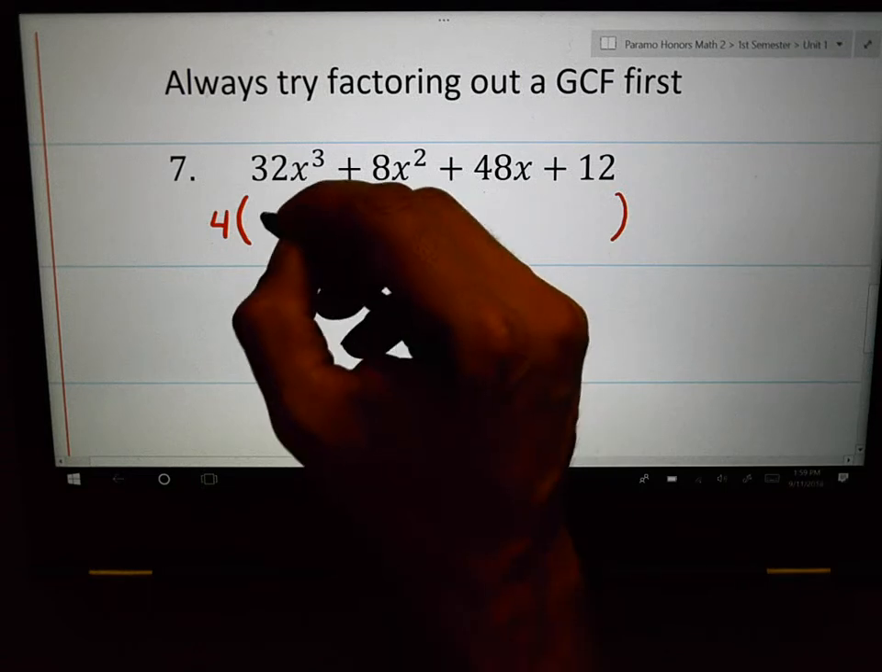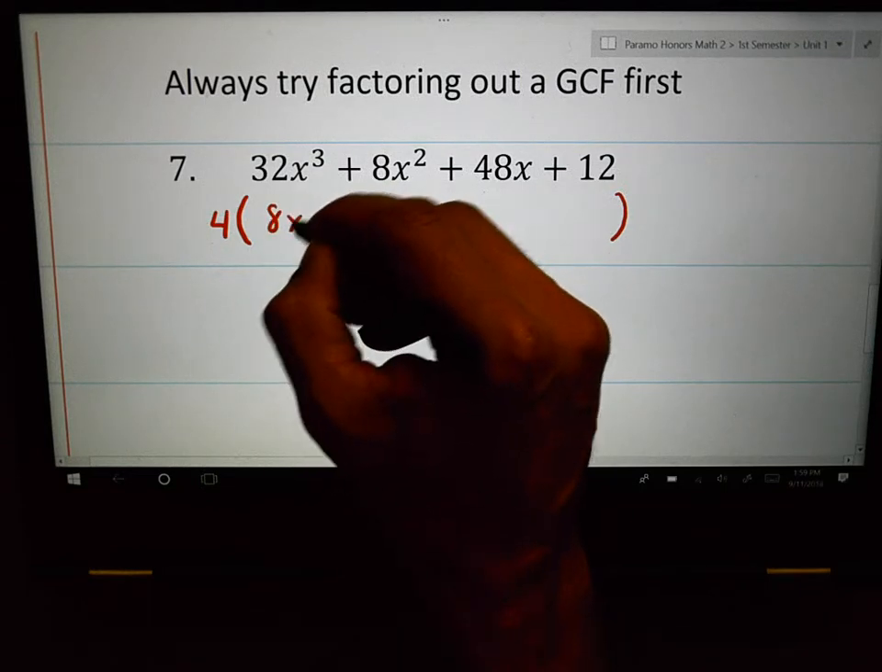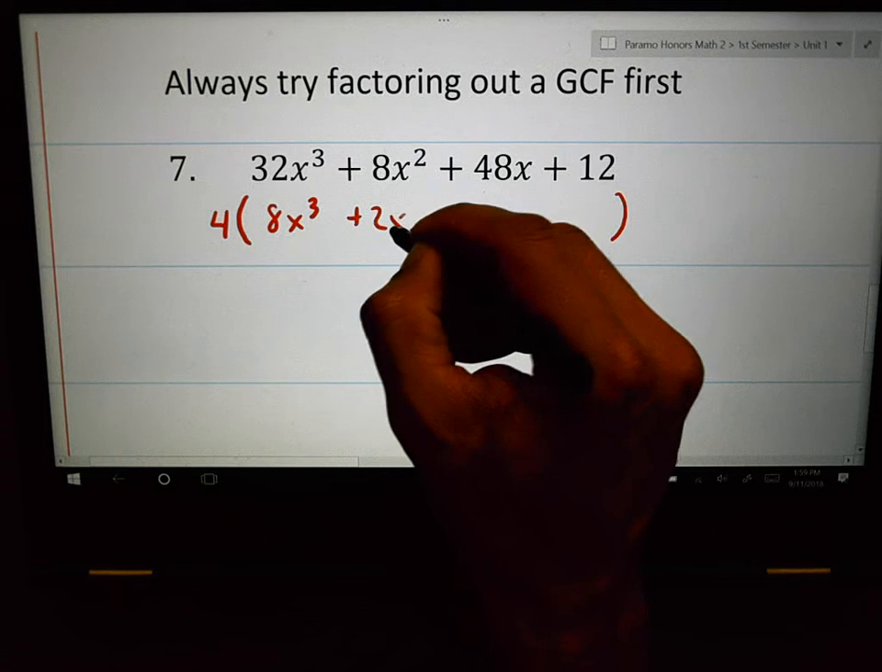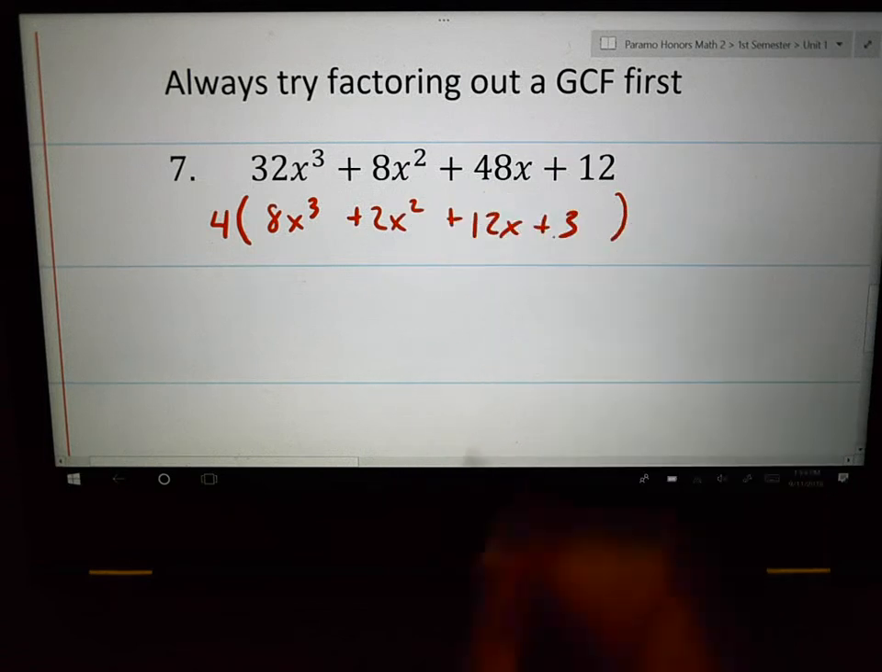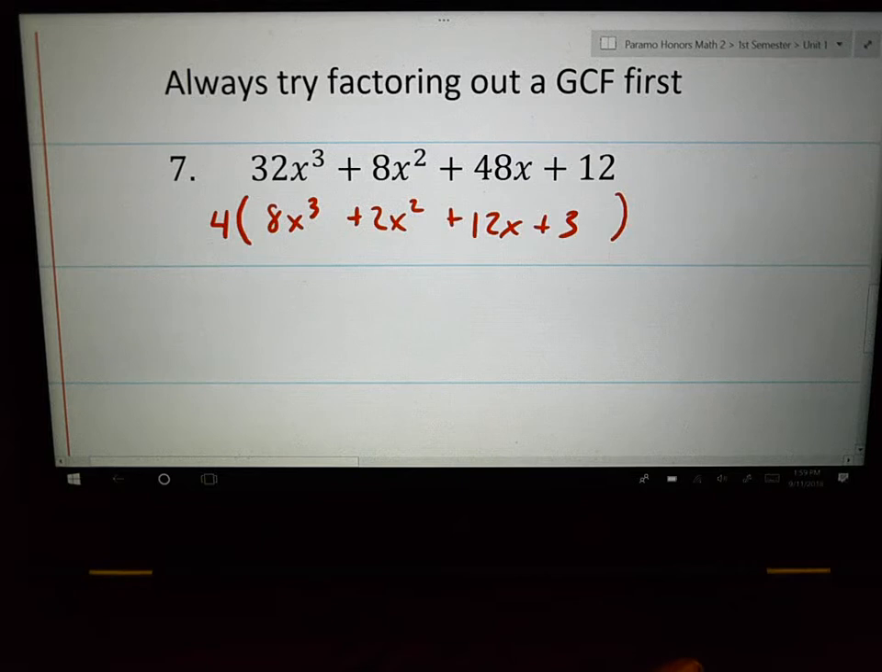So I'm sure that if you factored out a 4, you would get 8x to the third plus 2x squared plus 12x plus 3. Let's see if you agree with that. So far, so good. So we're using GCF factoring, but we still have 4 terms. So now at this stage of the game, we need to try factor by grouping.